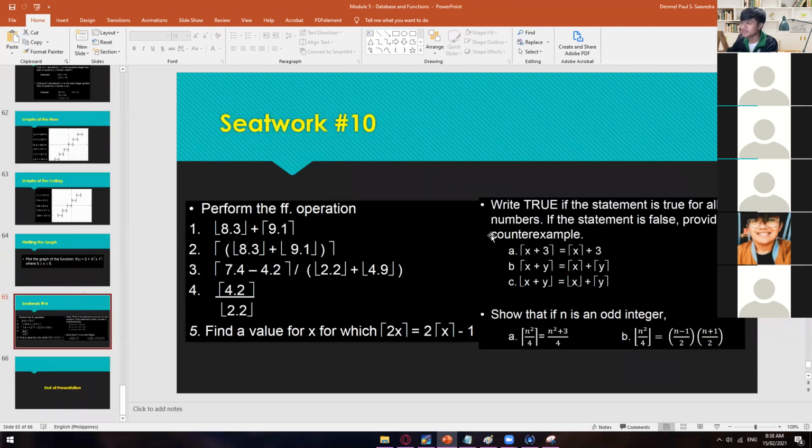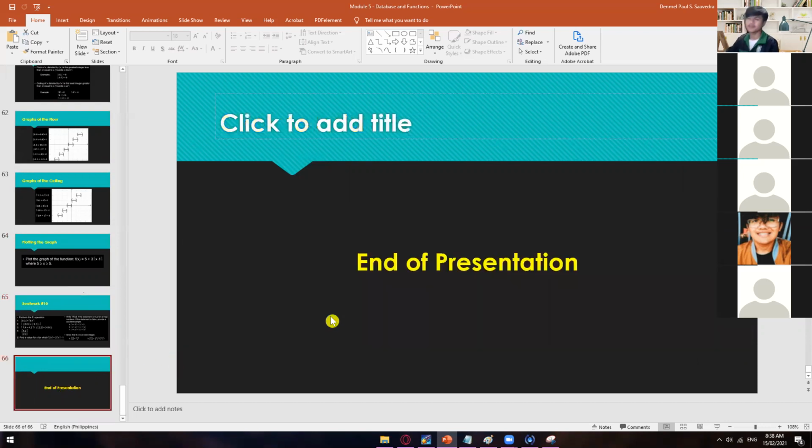So this is your seat work number 10. Okay. So yeah, that's it for the module 5. And then the coverage of your final exam is module 3 to module 5, of course. So any other concerns so far?